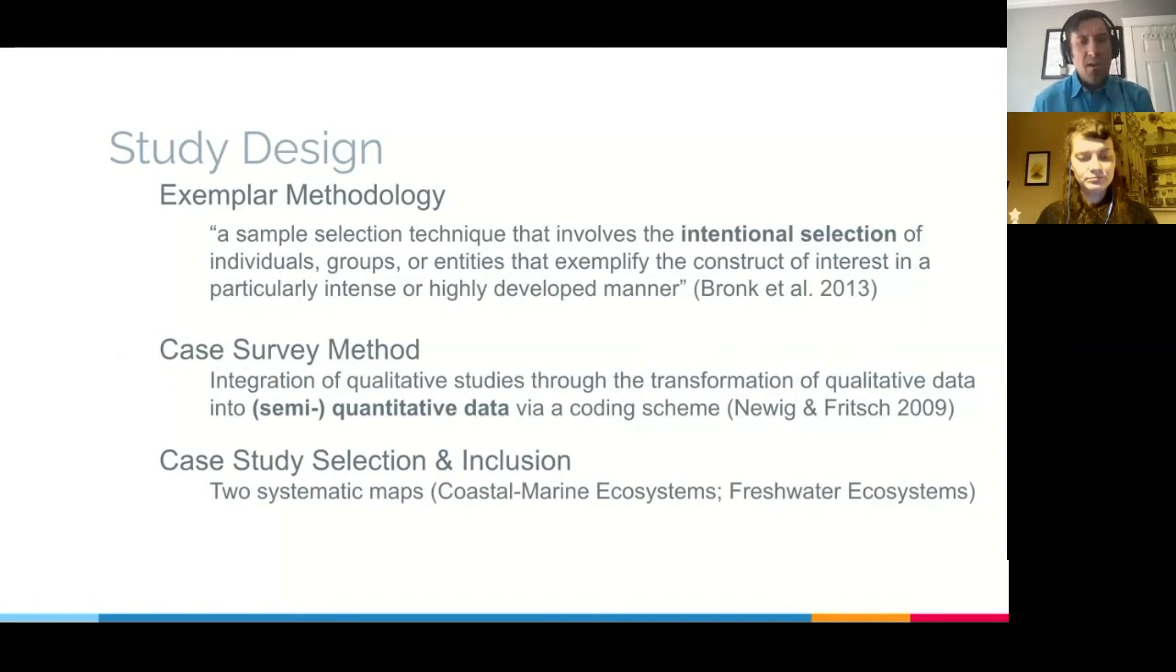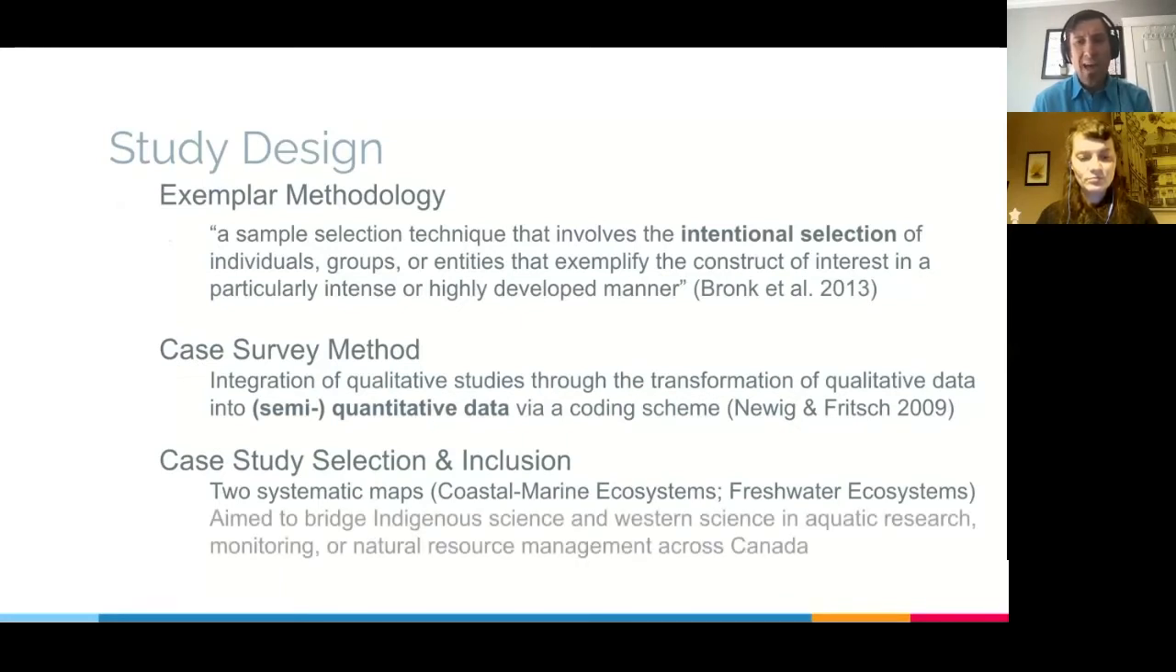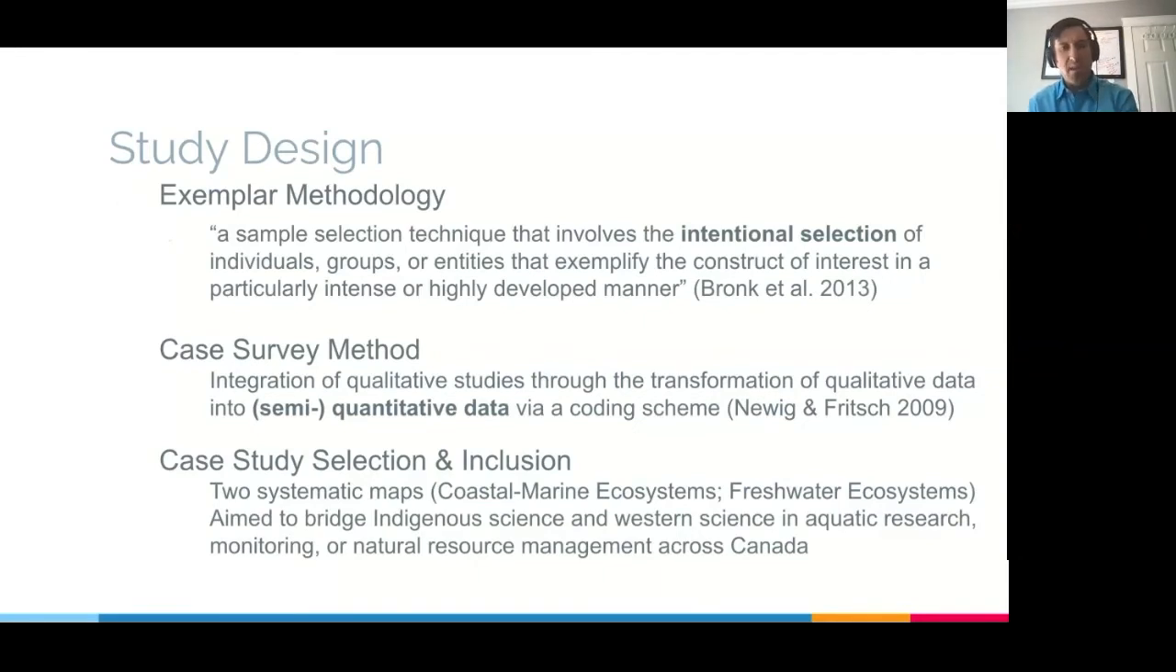Well, we've conducted two systematic maps over the past 3 years. The first, which has already been published, is focused on Canada's coastal marine ecosystems, and the second on Canada's freshwater ecosystems, which is just being finalized. Both of these had the same aim, which was to identify published studies that sought to bridge Indigenous and Western science in aquatic research, monitoring, or natural resource management across Canada.